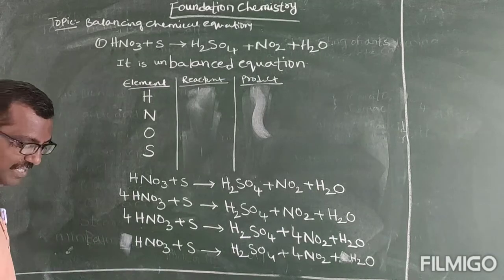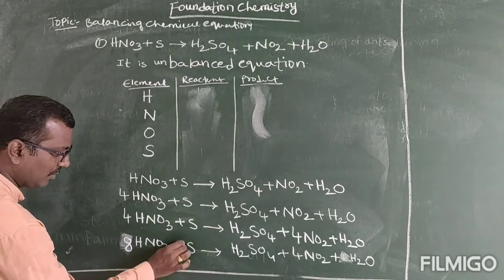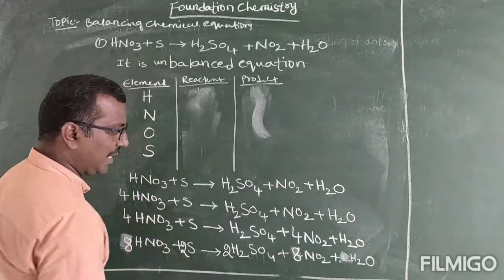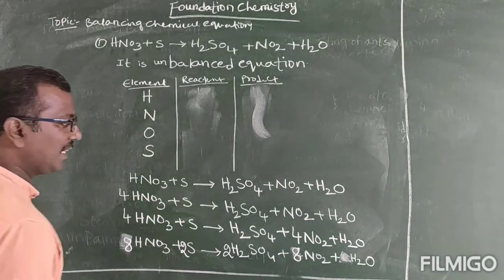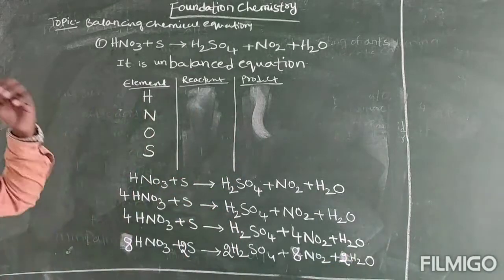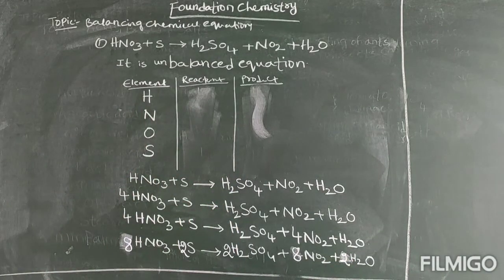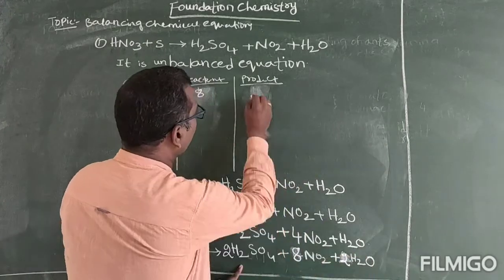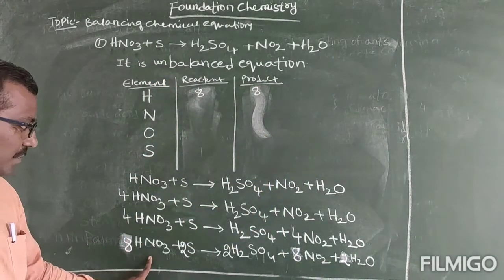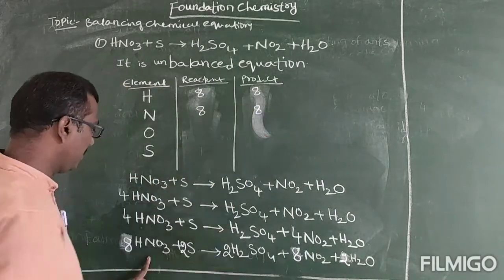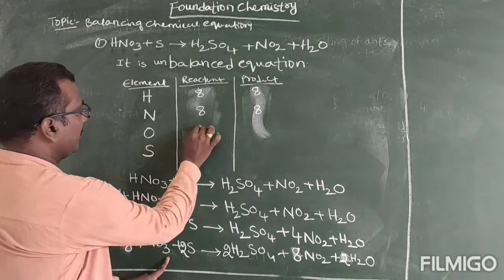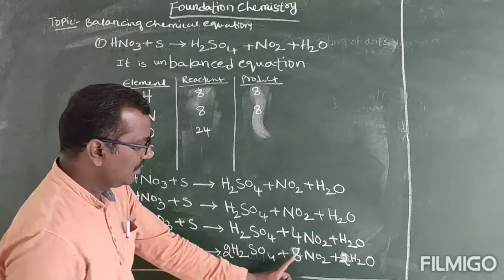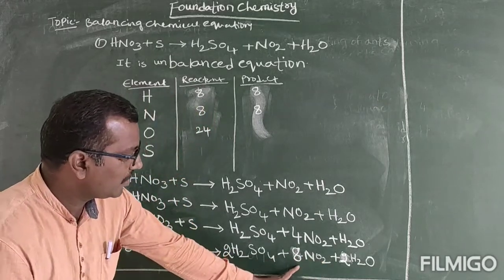2. 4 2s are 8. Now you check whether it is balanced or not. 8 hydrogens, 2 2s are 4, 2 2s are 4. 8 hydrogens are balanced. 8 nitrogens, 8 nitrogens. Oxygens you see, 8 3s are 24. Here 2 4s are 8, 8 2s are 16, 24.